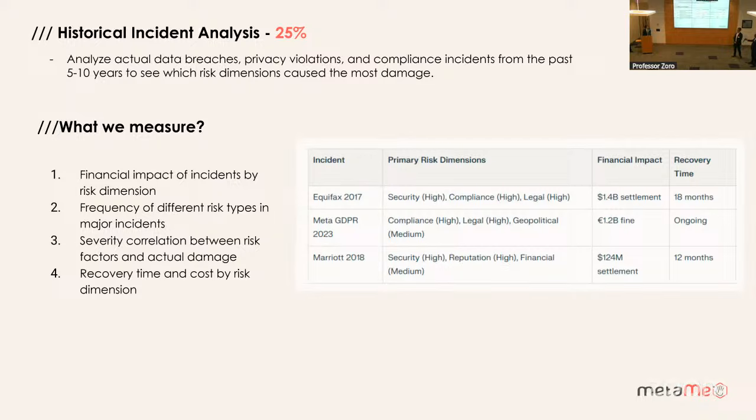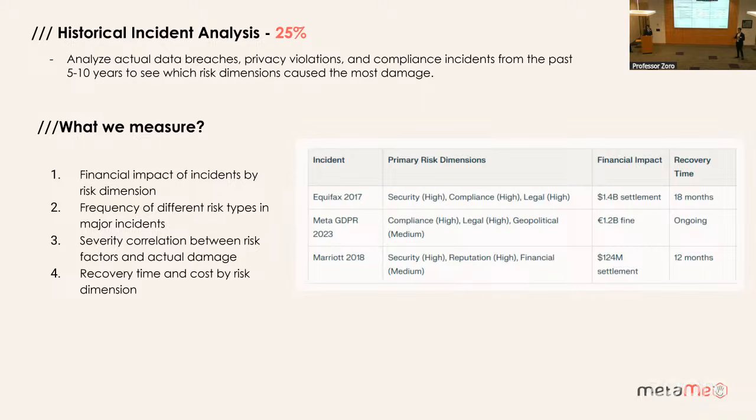So another big portion of our risk assessment is the historical incident analysis. The way we do it is we start by measuring the financial impact that these companies have had in the past, and we see what the primary risk dimensions were that were affected. So when the Meta GDPR thing happened, they were fined under the GDPR. The biggest primary risk concerns were that they were not compliant. They had a bunch of legal issues, and a portion of it was also geopolitical, because the European Union has much better privacy laws than America does. And as you can see, they were fined like 1.2 billion.